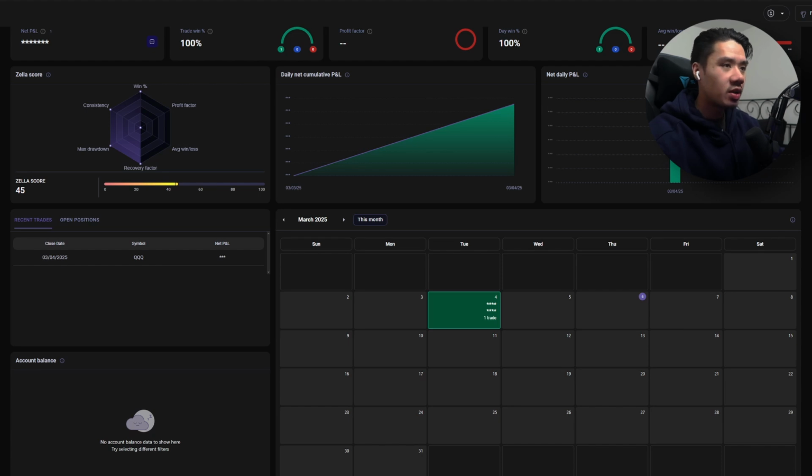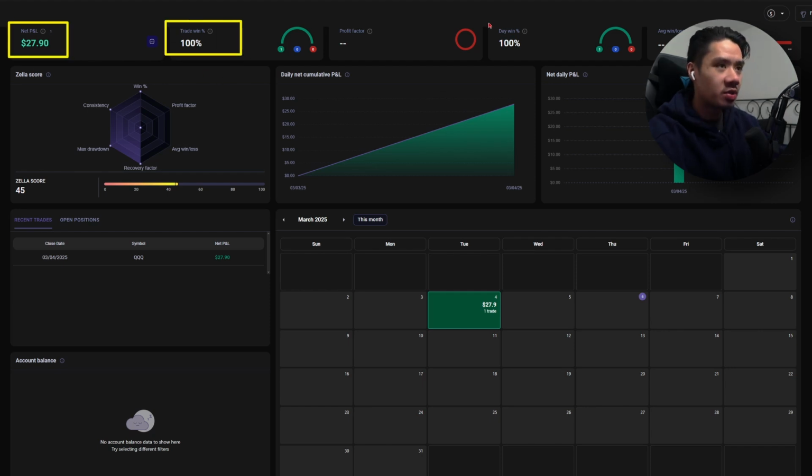But first, I do want to break down this week. I'm gonna take off the privacy filter right now and change it to dollar amount, and we see right here that we are up 27.90. My trade win percentage is of course 100% because I only did take one trade. Average win to loss ratio is nothing because I did not lose any trade yet.